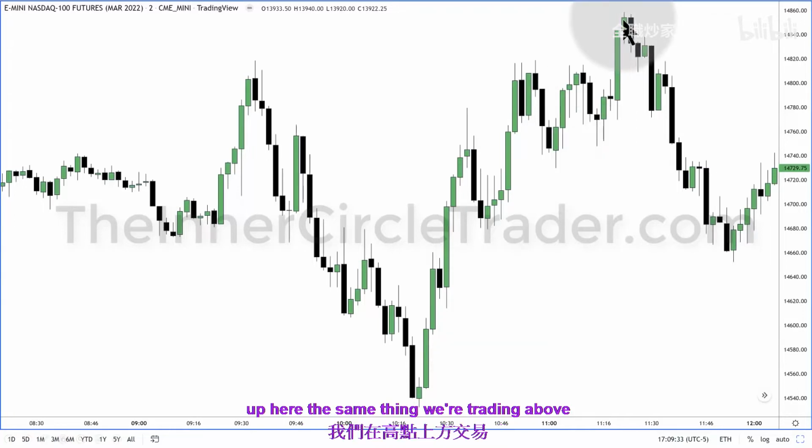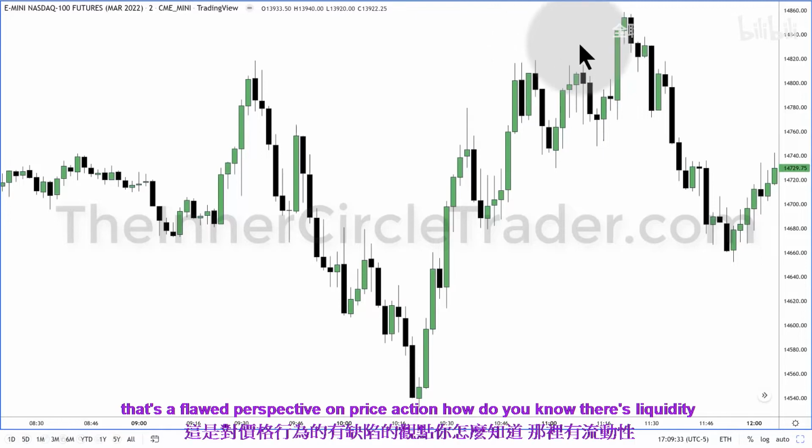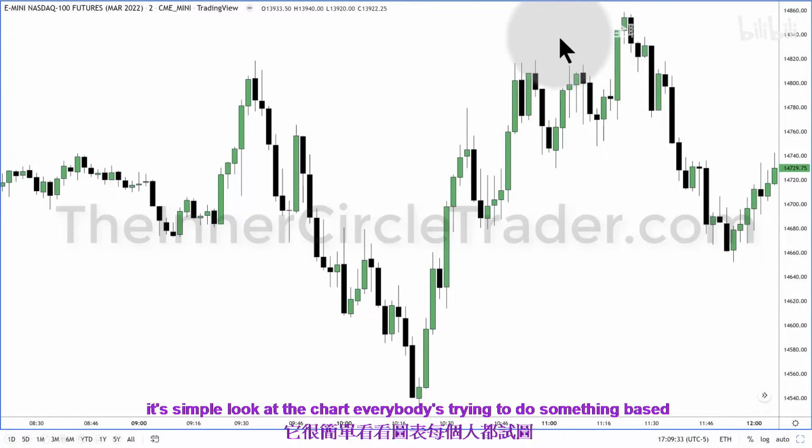Up here, the same thing. We're trading above highs, so we know that above old highs, a neophyte's perspective will be, these are unknown orders, so therefore that's a flawed perspective on price action. How do you know there's liquidity up there? How do you know there's buy stops up there? It's just logic. It's simple.